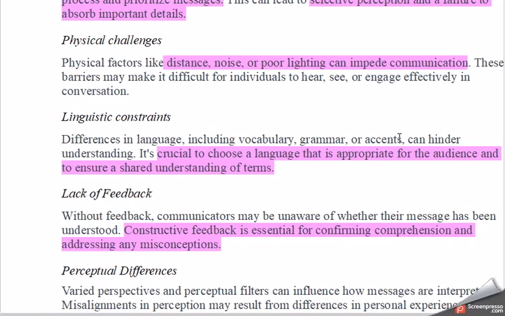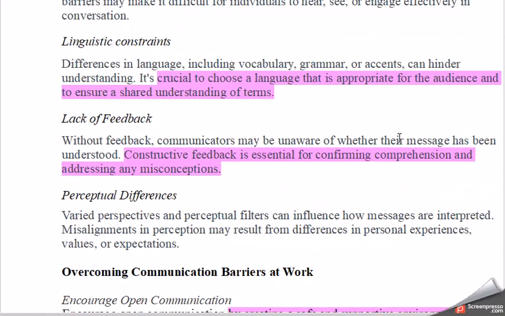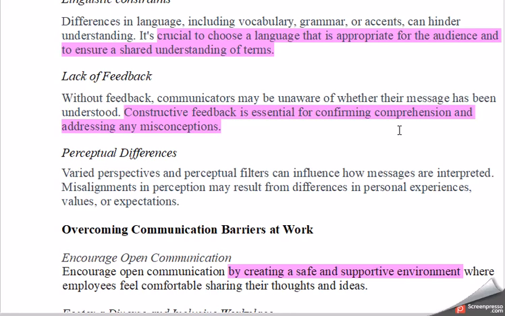Physical challenges. Distance, noise, or poor lighting can impede communication. Linguistic constraints, not knowing the language. It is crucial to choose a language that is appropriate for the audience and to ensure a shared understanding of terms. So, something is being communicated for the person to understand. If you don't communicate in their language in a way that they can understand, there is no point in the communication. So, you have to communicate in their language.